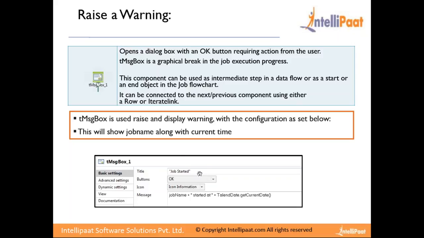See, the message which I want to display is the title, which buttons I want to display, and what type of icon it should display, whether an error icon, an exclamation, debug or anything, whatever you can select in the list. Then we go to the message which we want to display. So here I have set the message which shows that the job has started, and the message which shows the job name and the time it started. So here it captures the current date and time when this job got started.